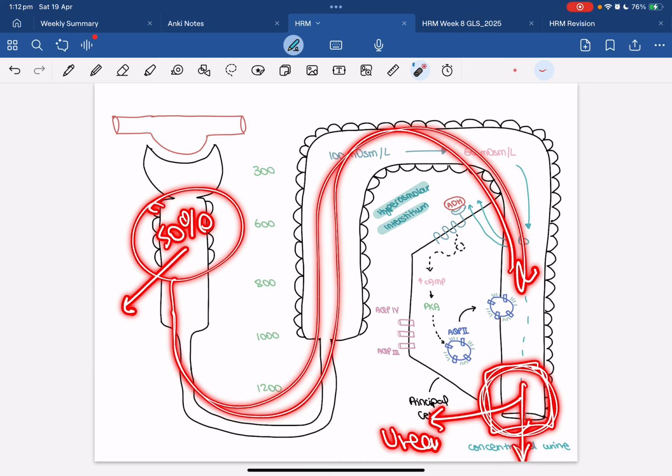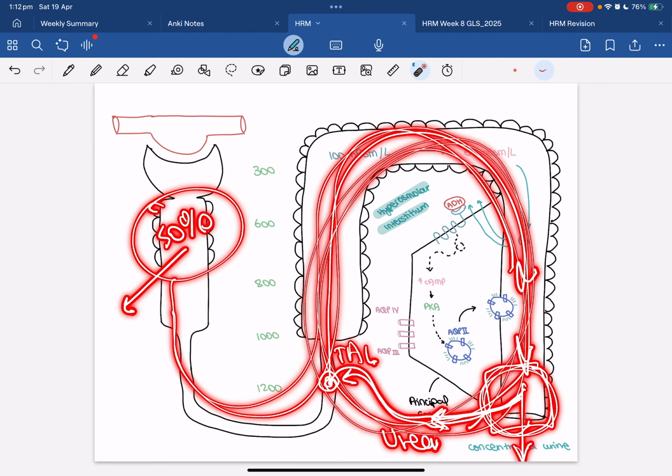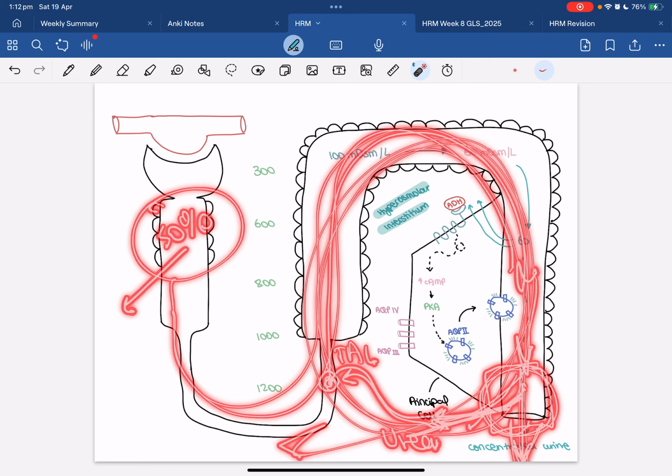And let's say that if some of the urea is reabsorbed, then it can be secreted into the thin ascending limb, and this recycling contributes to the high osmolarity of the medulla, and it can also help with water reabsorption as well. So if it's reabsorbed, it can go back into the thin ascending limb and then go back into this loop, and it can keep going and going until some of it gets reabsorbed and some of it goes down into urine.